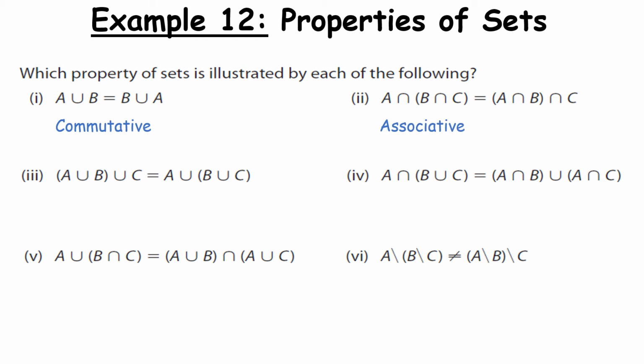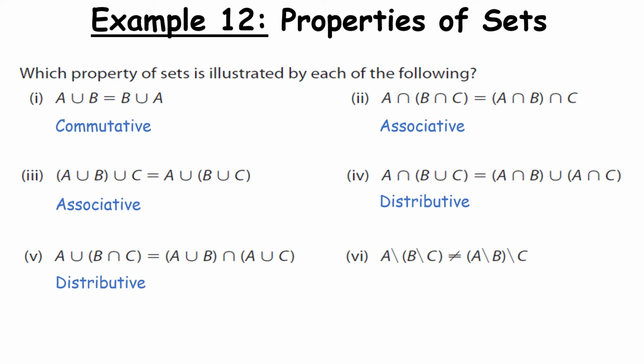Part 3 is another version of the associative property, but this time it's for union. In part 2, it was for intersection. Here we have A intersection B union C is the same as A intersection B union A intersection C. This is like multiplying out a bracket, A by B, A by C, and the sign will be in the middle. So this is called the distributive property. Part 5, A union B intersection C is the same as A union B intersection A union C. This is the distributive property.